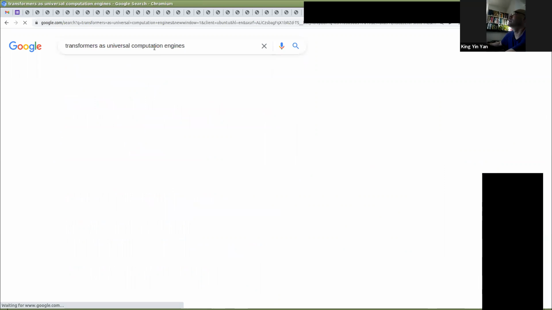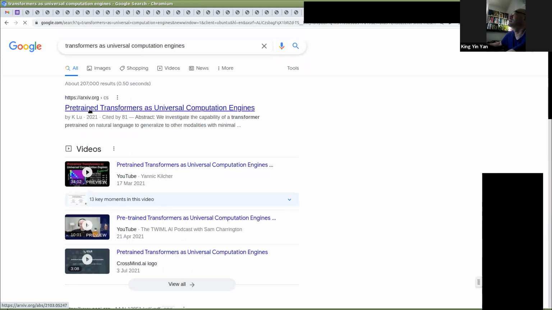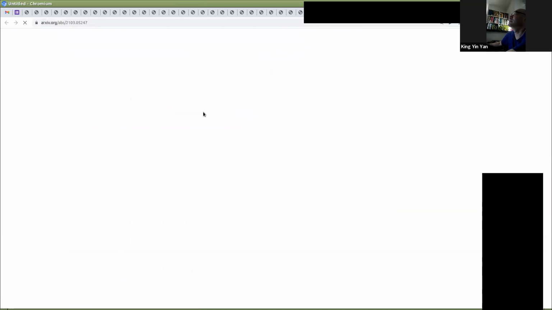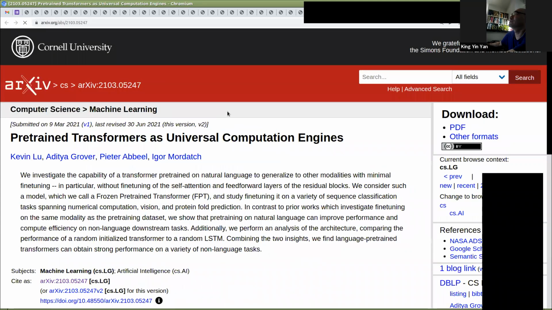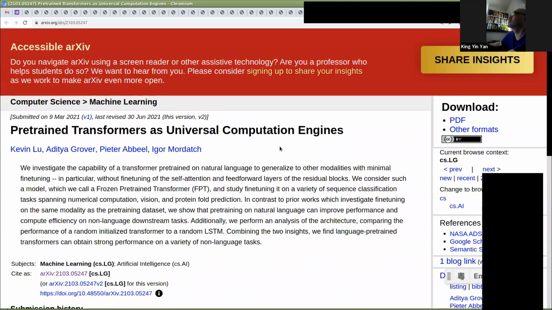Computation engine, yeah. So this paper says that the transformer is a universal computation engine.